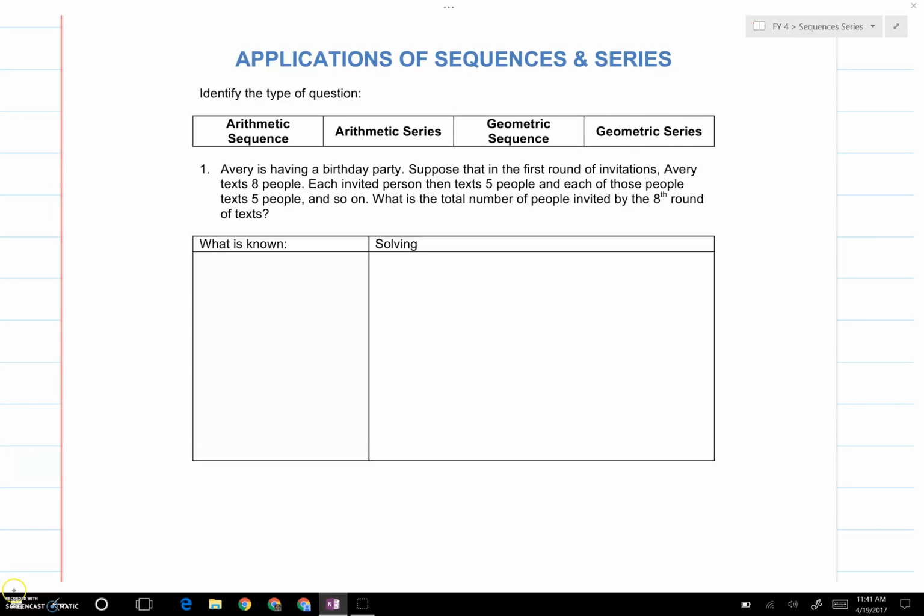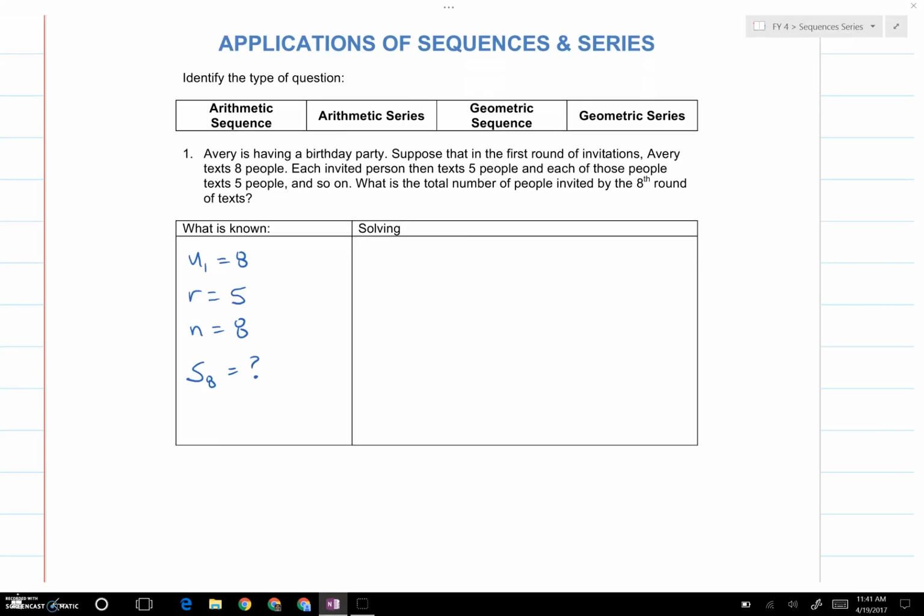I know that U1 is 8 because Avery texts 8 people. I know that each person texts 5 more, so that's a multiple, so R is 5. I know N is 8 because of the 8th round. And I know I'm trying to find the sum because it says the total number of people invited. So I'm trying to find S8. So I'm actually using a geometric series.